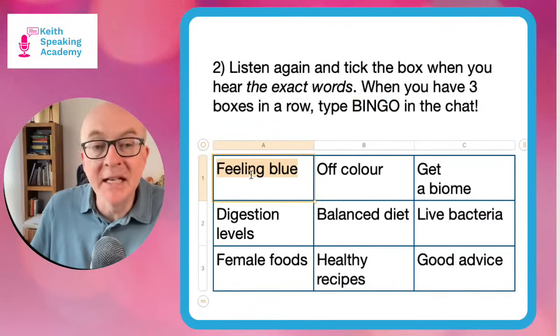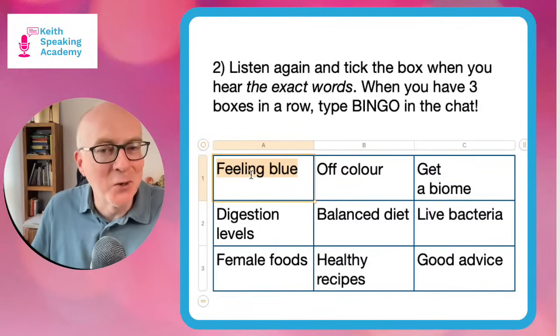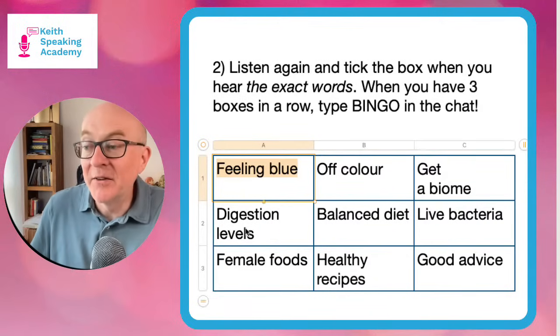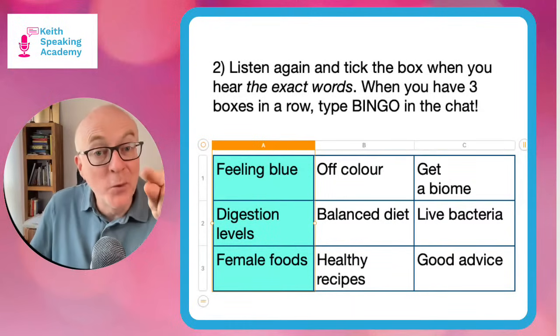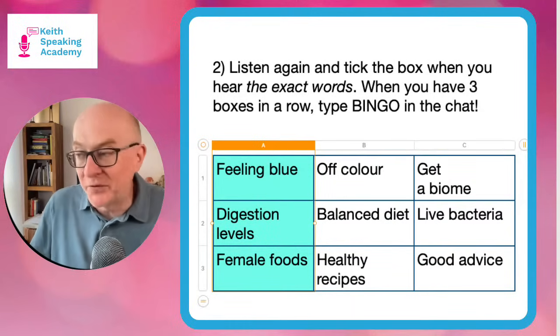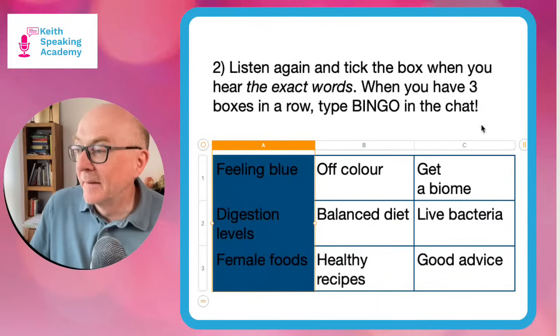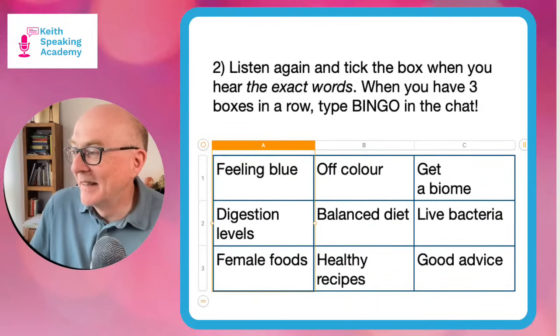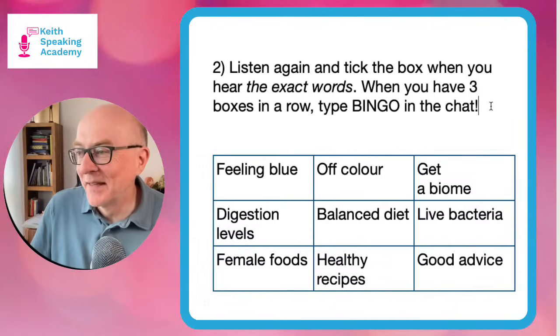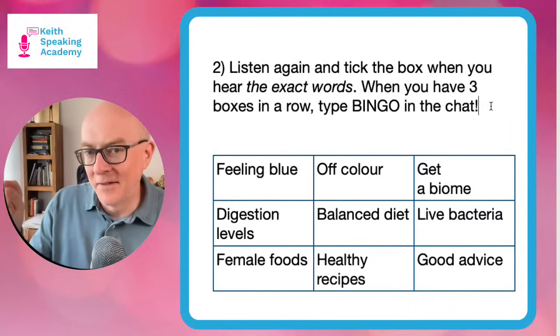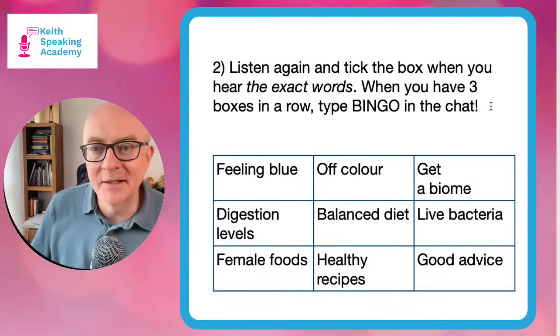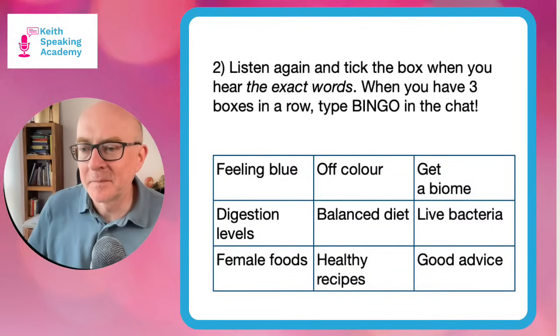Okay. Do remember, you must hear the exact words. If they say feeling purple, no. Feeling blue, yes. If you hear digestion levels, yes. Female foods, okay. Then you would have your 3 and you type in the box the words. Feeling blue, digestion levels, female foods. Okay. Whoops. That's probably not the answer. So we're going to listen again and note the words or the boxes that you hear.